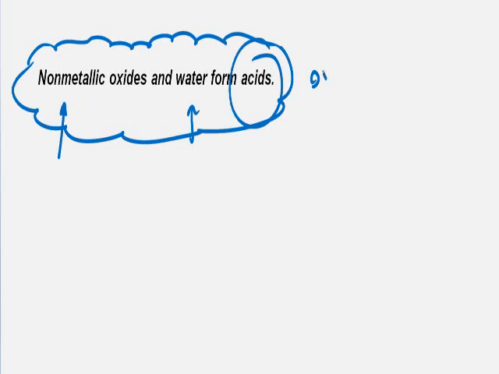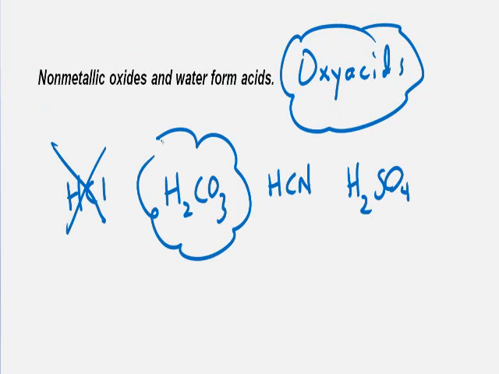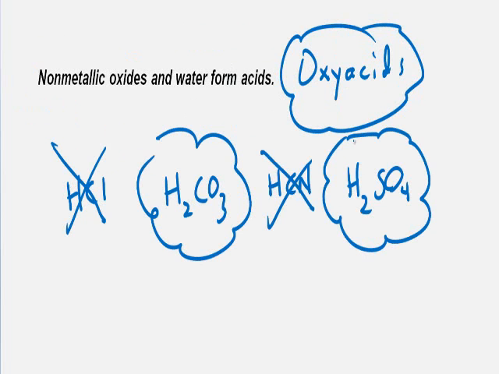Specifically, something known as oxyacids get formed by this combination. An oxyacid is specifically an acid where the compound contains an oxygen. For example, HCl, hydrochloric acid, is not an oxyacid. H2CO3 is an oxyacid. HCN is not an oxyacid. H2SO4, sulfuric acid, is an example we would categorize as an oxyacid compound.